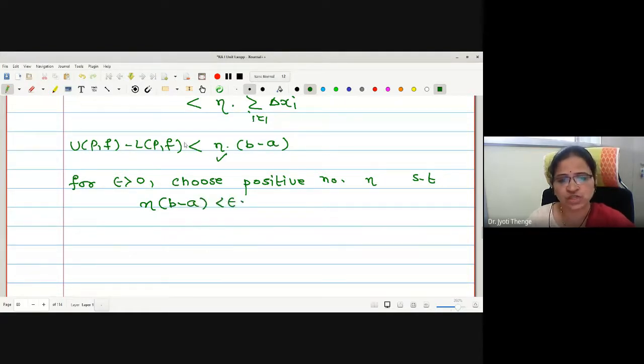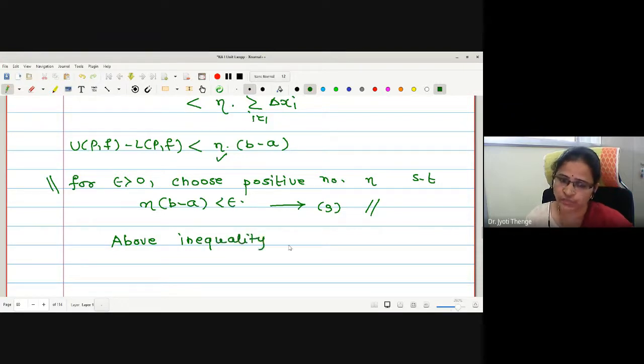If you look at the proof in the book, this statement was given initially, but initially we get confused why it was taken. Therefore, I am taking it here; this is the appropriate place to write the statement. Therefore, the above inequality becomes: the selection of eta we have made in such a way that eta times (b minus a) is less than epsilon. The above inequality becomes UPF minus LPF is less than epsilon.